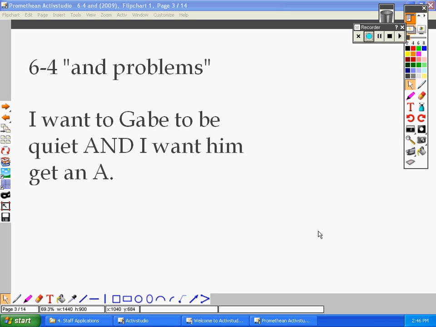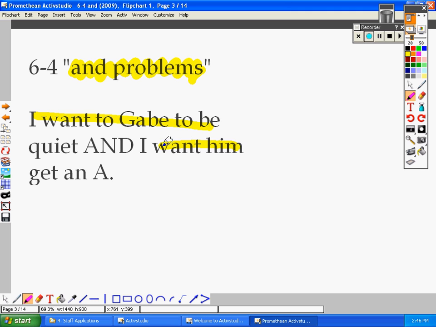Today what we're going to be doing in class is in Chapter 6.4, and we call these "and" problems. The reason we call them "and" problems is they deal with situations in life where we don't just need one thing, we need something else to happen. Here's a sentence you might hear in English: I want Gabe to be quiet and I want him to get an A. The key word there is "and."